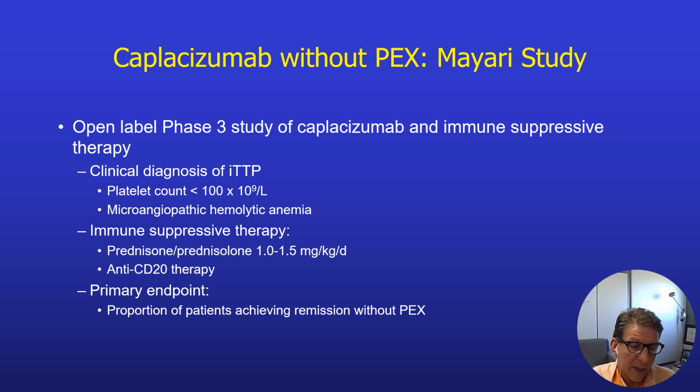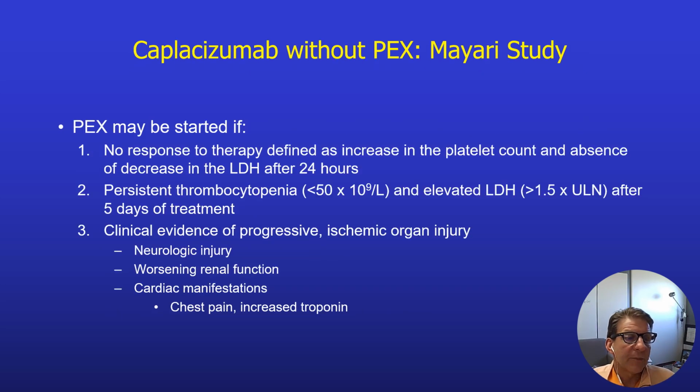So patients were started on caplacizumab, and laboratory studies were obtained every 4 to 6 hours, and then at regular time points after that. It was up to the discretion of the physician whether or not plasma exchange would be started, but parameters were given. Within the first 24 hours, if you didn't see a rise in the platelet count or a decrease or absence of rise in the LDH, patients would be started on plasma exchange.